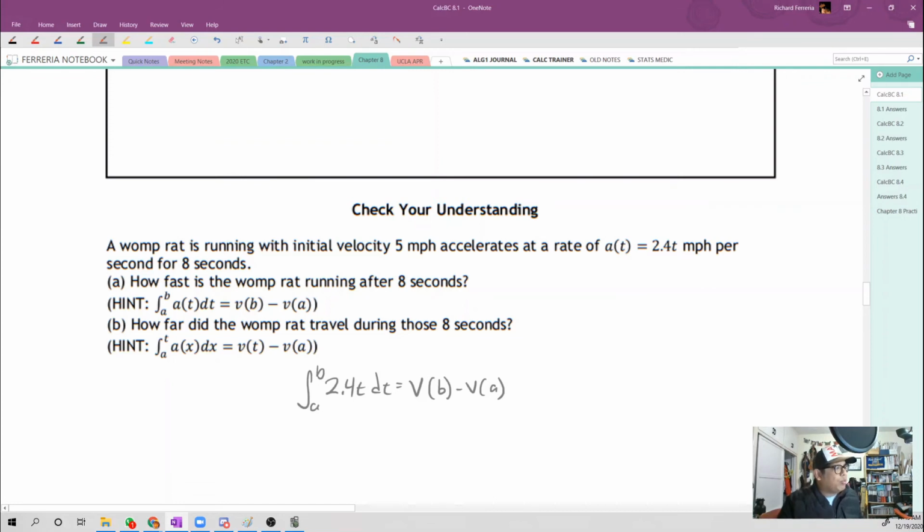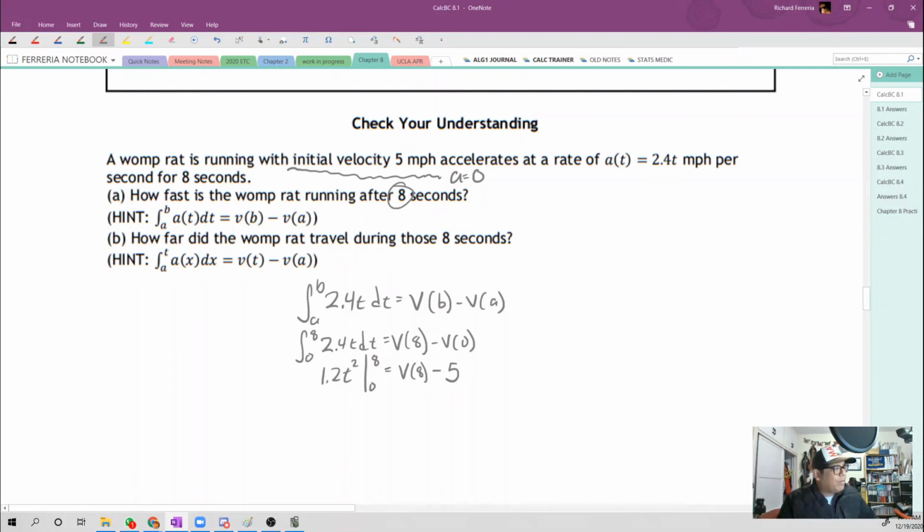We've got the integral from a to b of 2.4 t dt equals velocity b minus velocity a. We have an initial velocity of 5, so that tells me that a should probably be equal to 0. We want to know about after 8 seconds, so the integral from 0 to 8 of our acceleration function is the velocity at 8 minus the velocity at 0. The antiderivative is 1.2 t squared, so 1.2 t squared from 0 to 8 is equal to the velocity at 8 minus 5, which was my initial velocity. That integral works out to be 76.8. Move the 5 over, so 76.8 plus 5 is going to be the velocity at 8. After 8 seconds, the velocity is 81.8 miles per hour, and that is a very fast womp rat.